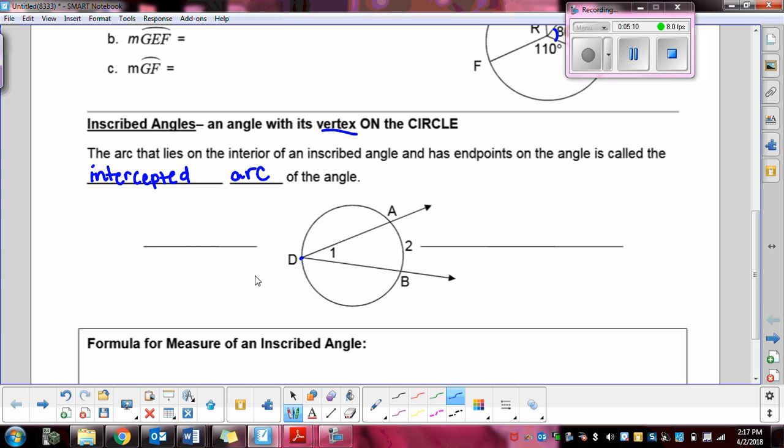So the inscribed angle is going to be angle ADB or BDA, as long as D is in the middle. I'm going to say ADB. That's how we name an angle, with 3 letters. The intercepted arc is arc AB. This one right here. This is my intercepted arc. My small arc.